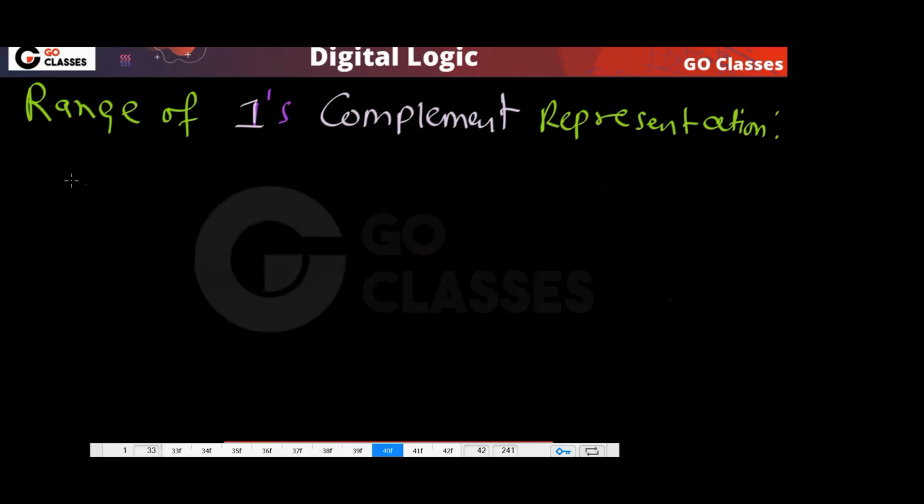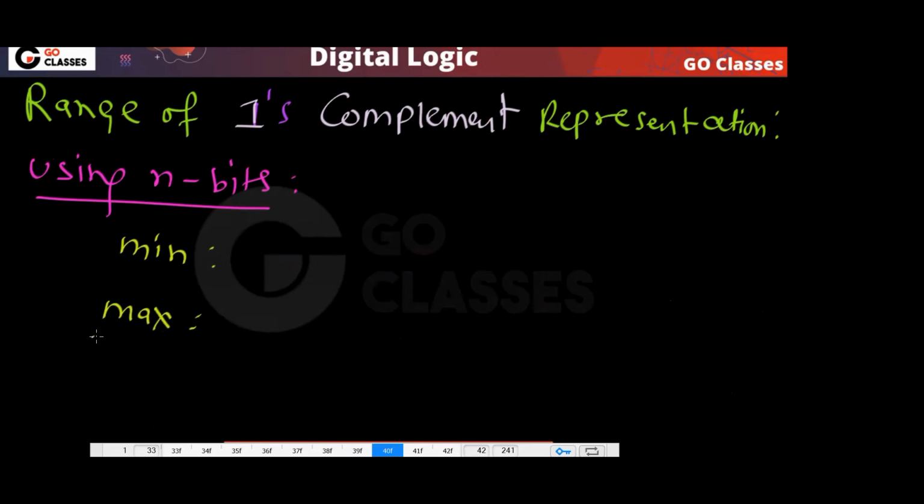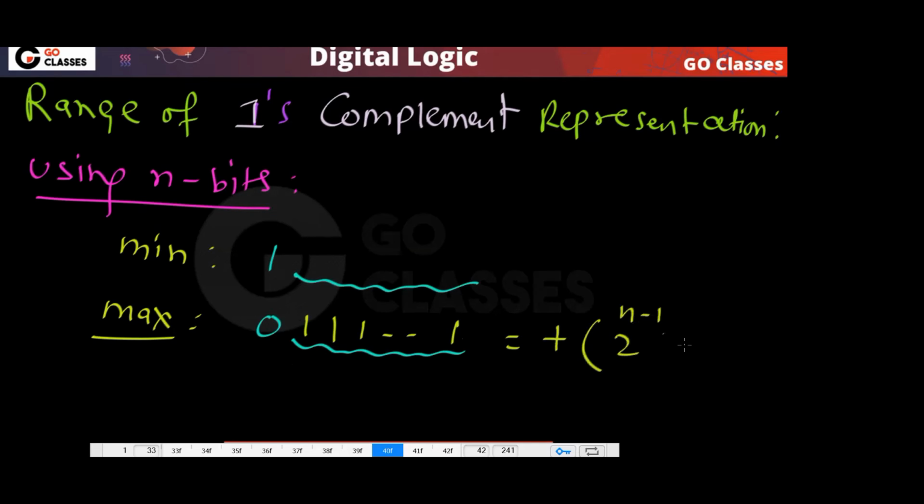The same thing, let's do using n bits. Using n bits, what will be the minimum you can represent and what is the maximum you can represent? For the maximum, you will start with 0, and for the minimum, you will start with 1. So here what to put? If you want maximum, then here you will put all the ones. Total n minus 1 ones you have. So the maximum will be 2 power n minus 1 minus 1.